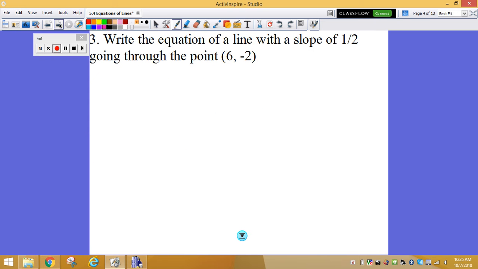Okay, we got another one here. I'm going to let you guys pause it and try this one on your own. I think you're good and can do it. Your slope is 1/2 and your point is (6, -2). So pause it and then we'll go through it.